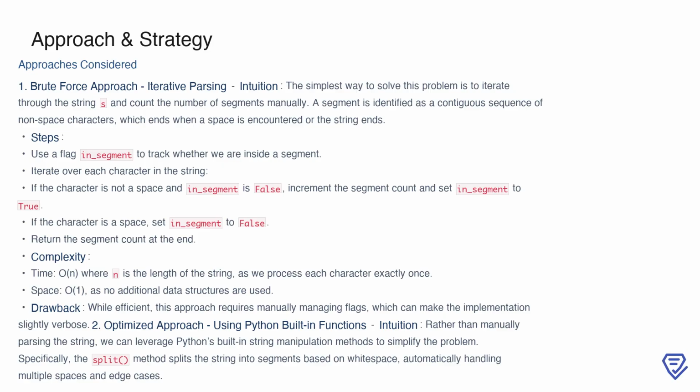If we encounter a non-space character and the flag is set to false, this marks the start of a new segment, so we increment the count and set in_segment to true. Conversely, if a space is encountered, we reset the flag to false, indicating the end of a segment. This approach is efficient in terms of time, with a complexity of O(n), since each character is processed exactly once. Additionally, it has an O(1) space complexity, as we don't use any extra data structures.